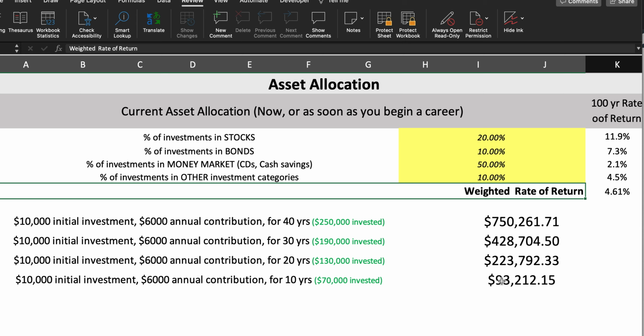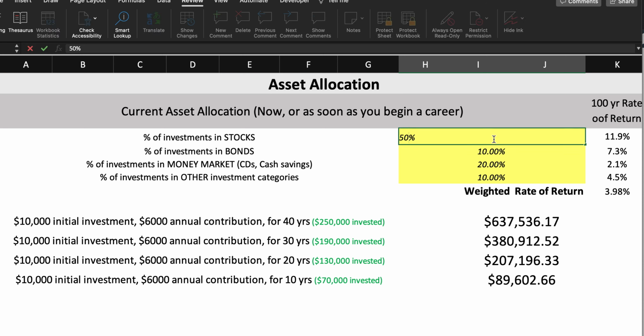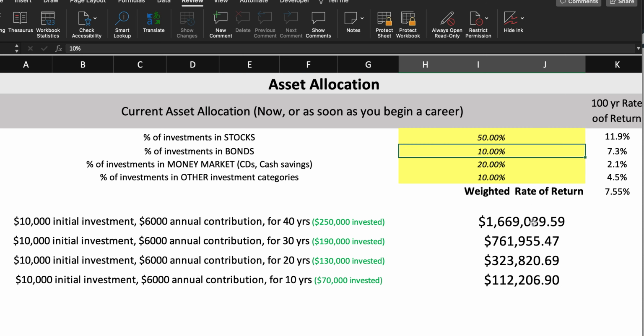Now, pay very close attention to what I'm about to do. Let's say we flip that and I'm only going to go 20% cash and 50% stocks. Look what happens to these numbers. Now my weighted rate of return is 7.55%, and over 40 years, my 250,000 that I invest becomes 1.7 million, almost 1.66 million.